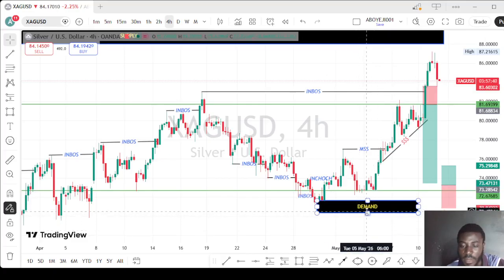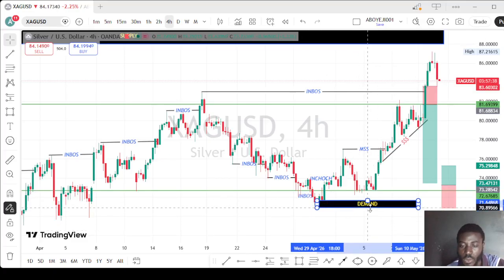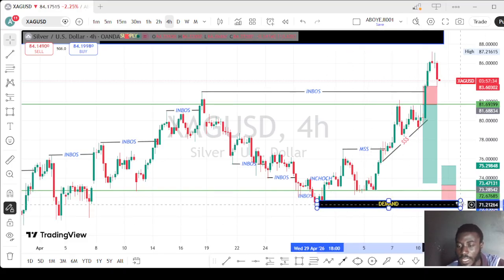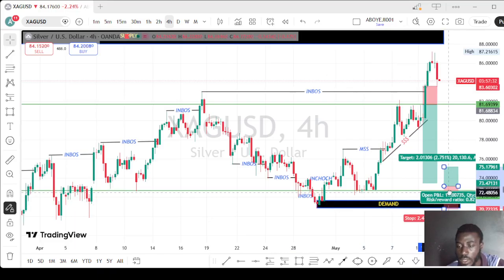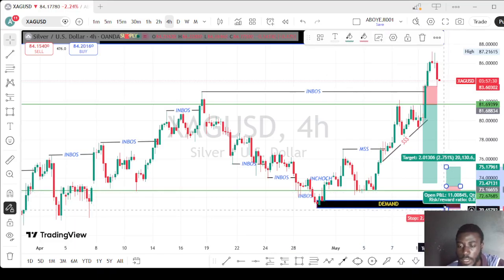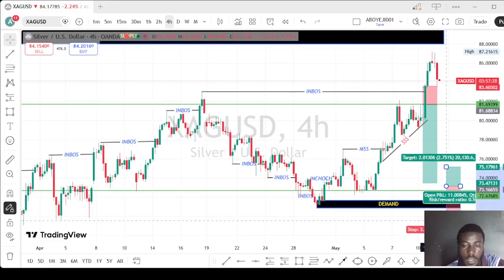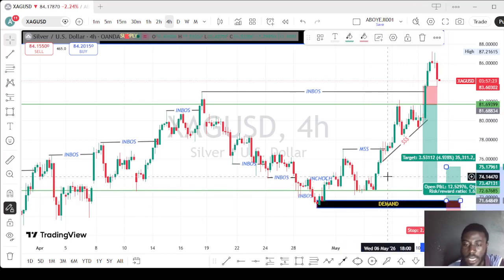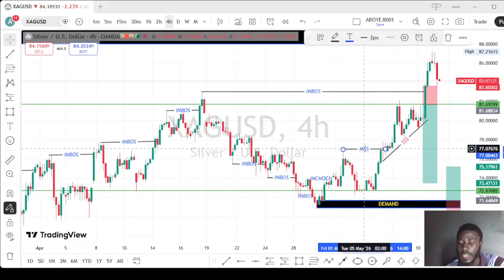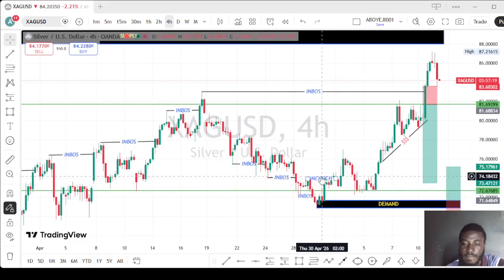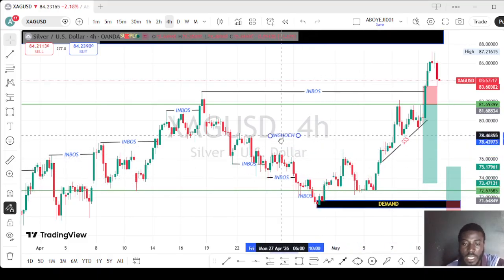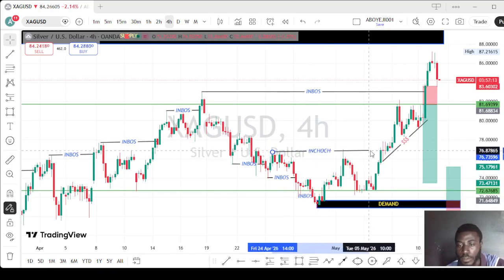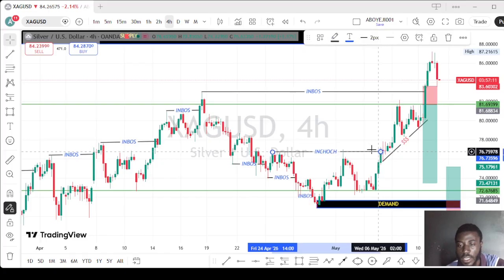This is the main demand, because this is where the buyers enter the market. If you see, we can just say this is a change of character from here.